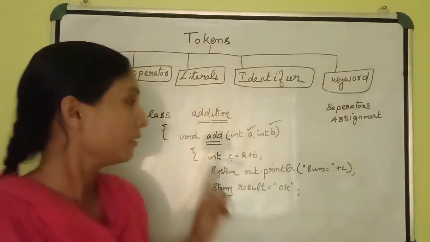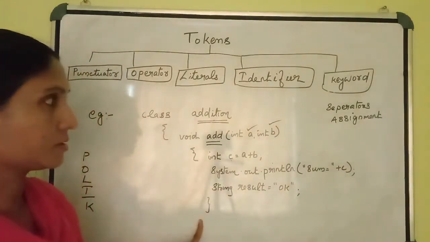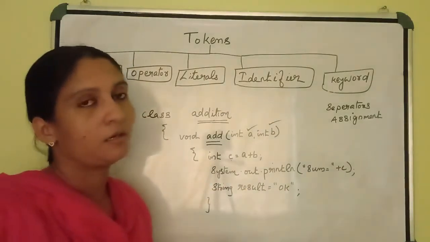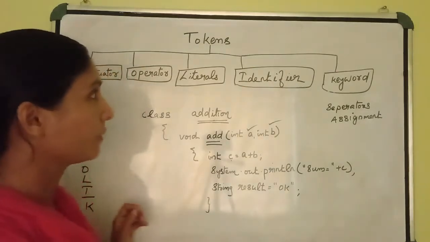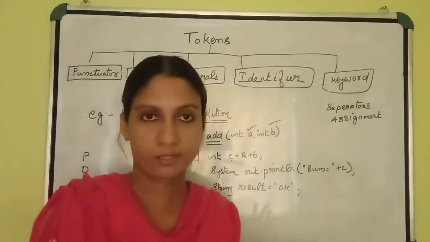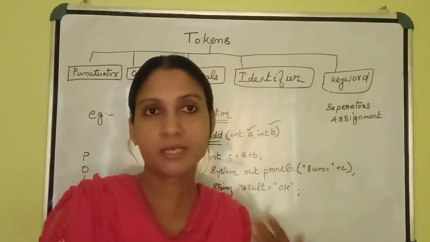This is called the bracket, and this one also a bracket. This is called a separator. Okay, and these are the 5 main things available in tokens. I think you understood. We'll study later.